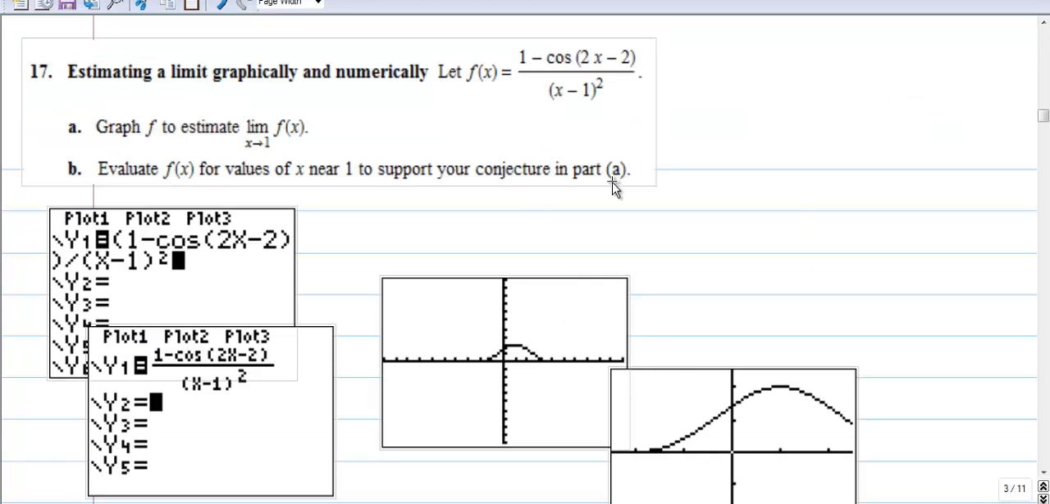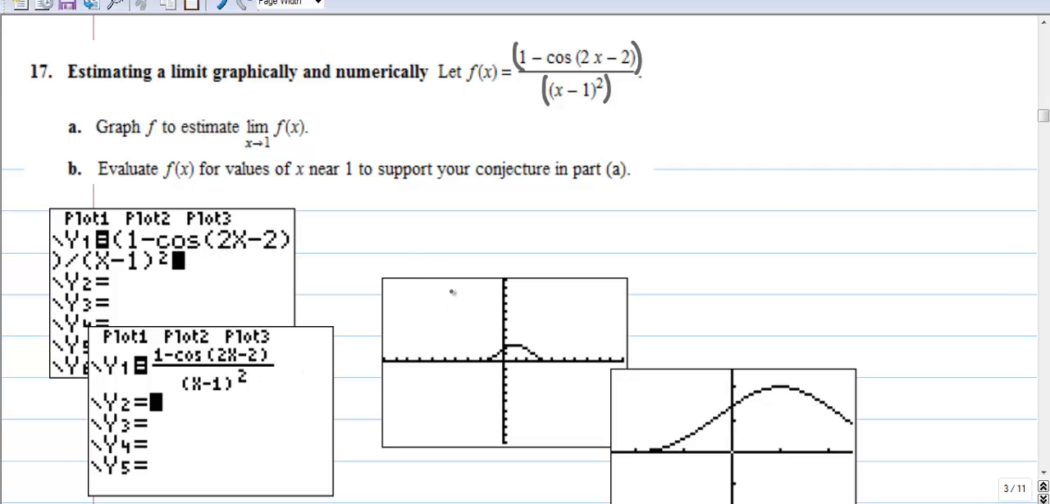All right, so there's a couple of problems where they want you to estimate a limit graphically and numerically. So if you're graphing this in your calculator, just make sure you do the parentheses appropriately. The best bet is to do parentheses around the top, and the denominator is good because it's just one piece, but that wouldn't hurt. Or if you have the new system, you can do alpha y equals enter to get the fraction bar.